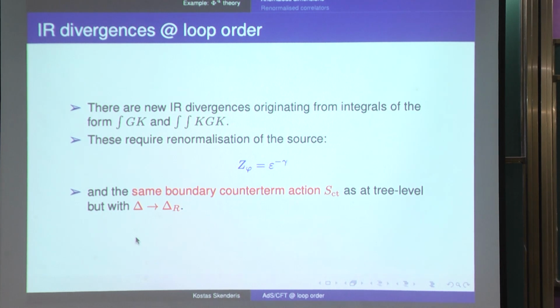And then the boundary counterterms that you need are exactly the same boundary counterterms we had at tree level. The only difference is that we changed the explicit delta that we had there by this renormalized delta. If you do this, then you can remove the infrared infinities as well, and you end up with correlators which are renormalized and finite.